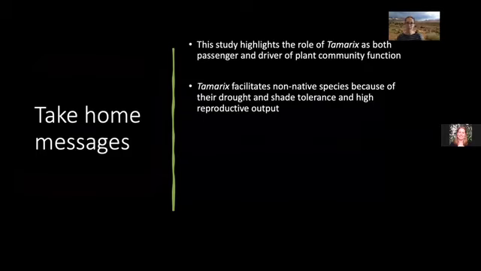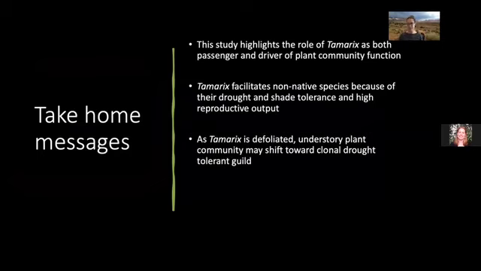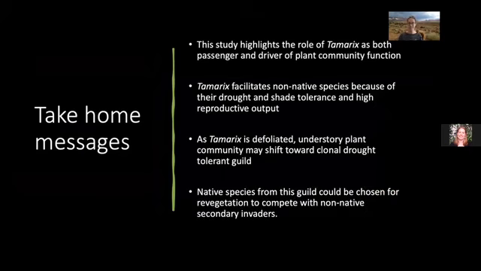Tamarix facilitates non-native species because of their drought tolerance and shade tolerance and their high reproductive output. As tamarix is defoliated, understory plant communities may shift more towards those clonal drought-tolerant guilds. And lastly, native species from that guild could be chosen for revegetation in order to compete with non-native secondary invaders.